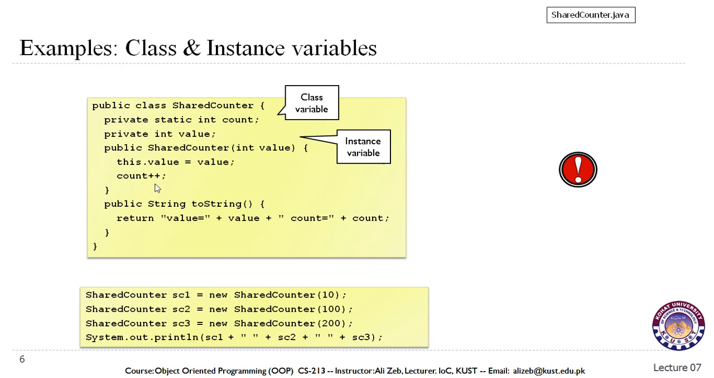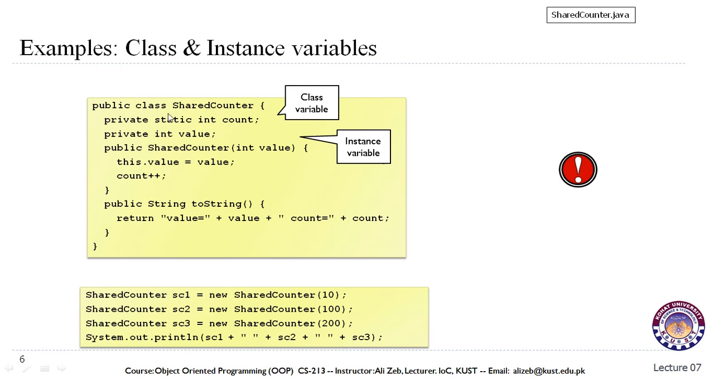And this can only be possible if we declare the variable as static, and whenever an object for this class is created, that means this constructor will be called, and the value for this count variable will be incremented.